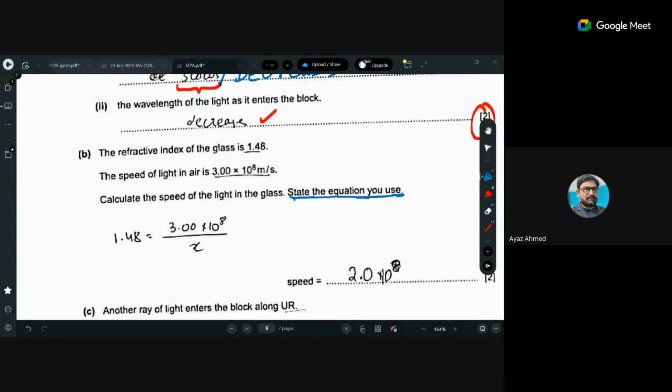You have stated the value, but you are not following the instructions, so 1 mark is gone. Although you have used that n is equal to c by v, and c is correct, 3 into 10 to the power 8 divided by 1.4, so your answer is correct. But one more problem: the speed is to three significant figures, so you also have to write 2.00. So here both your marks are gone, now what can I do?